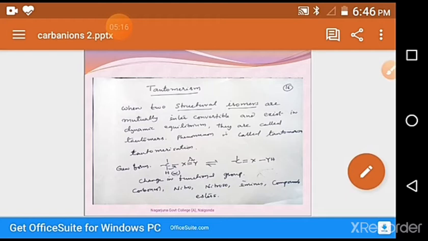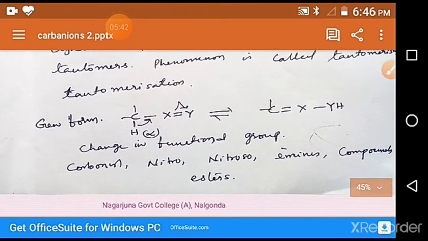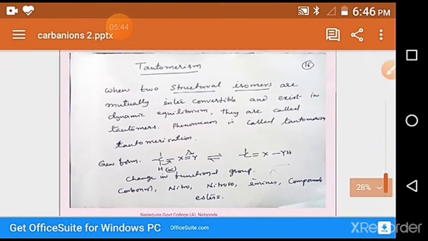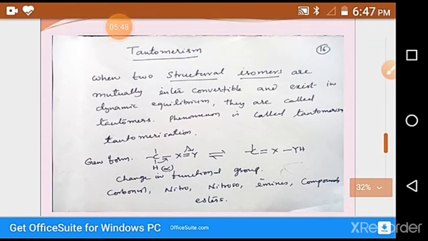A double bonded group which has an alpha hydrogen attached to the carbon generally shows tautomerism. The two isomers are called tautomers. Conversion of one tautomer into another tautomer is called tautomerization. So, change in functional group is taking place in this phenomenon. Okay, next slide.